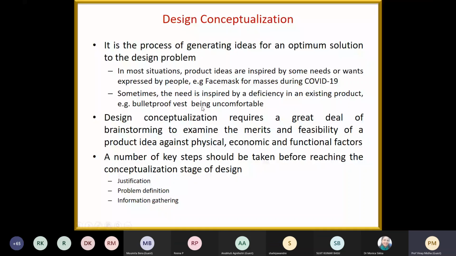So a great deal of brainstorming is required for generating these particular ideas and to examine the merits and feasibility of these particular ideas against the physical, economical, and functional factors. And a number of key steps which should be taken before reaching the conceptualization stage is the justification, the problem definition, and the information gathering, which we can take here.